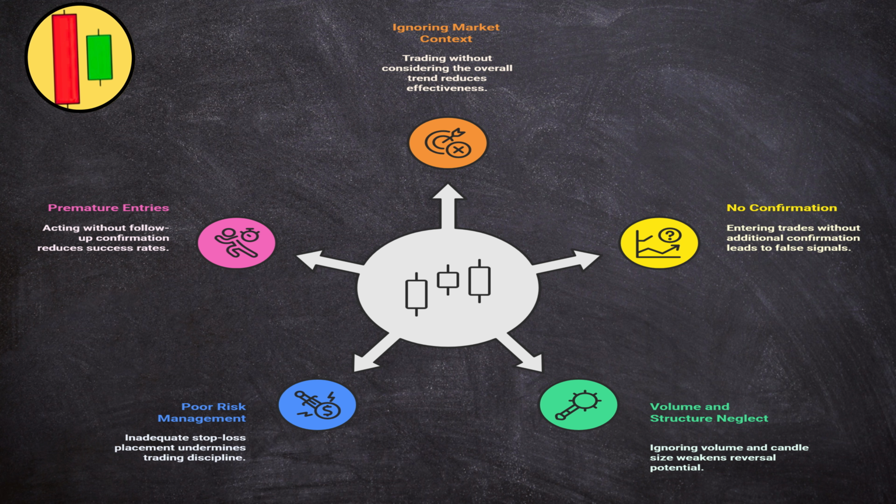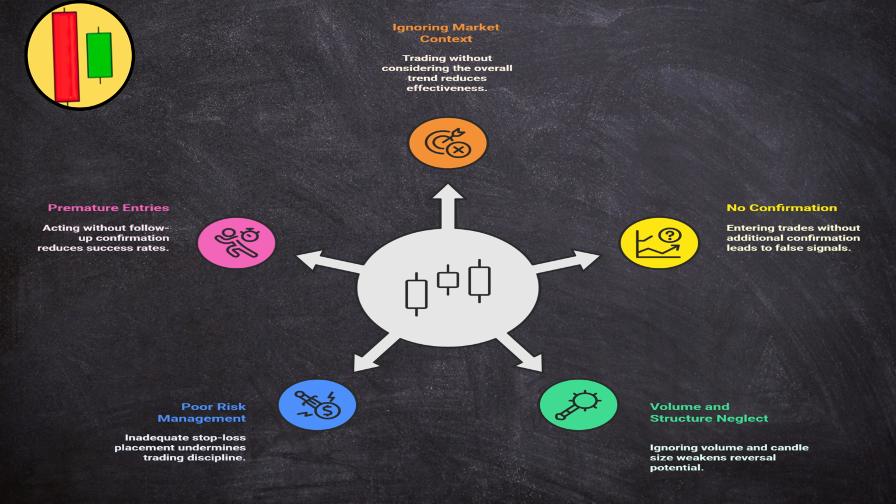Volume and structure neglect. Ignoring volume analysis and not examining the size of the second baby candle. Small inner candles often indicate weak reversal potential. Risk management is also important on this one. Inadequate stop-loss placement and ignoring position sizing rules undermines trading discipline. Premature entries. Acting immediately without waiting for follow-up confirmation reduces success rates.